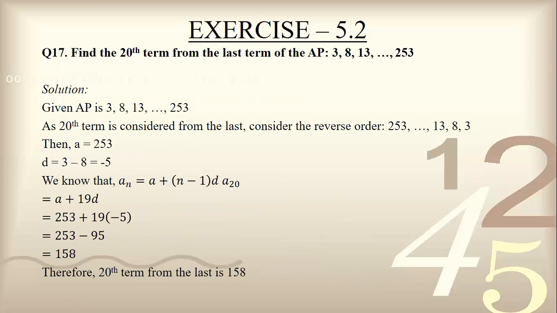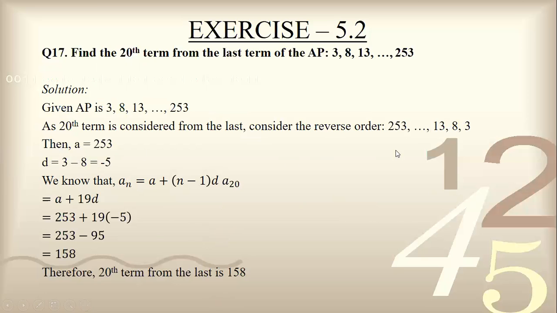Find the 20th term from the last term of the AP 3, 8, 13, and so on, up to 253. Usually we start from the first, isn't it? But here they've asked from the last. So given the AP, as the 20th term is considered from the last, consider the reverse order: 253, and so on till 13, 8, 3.